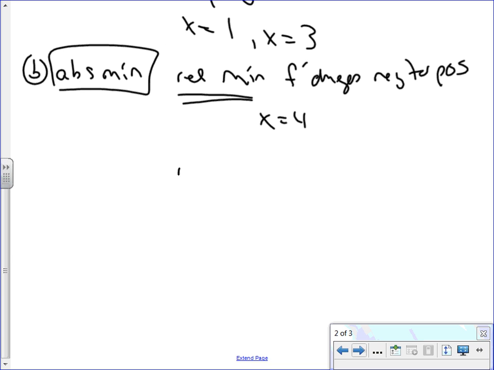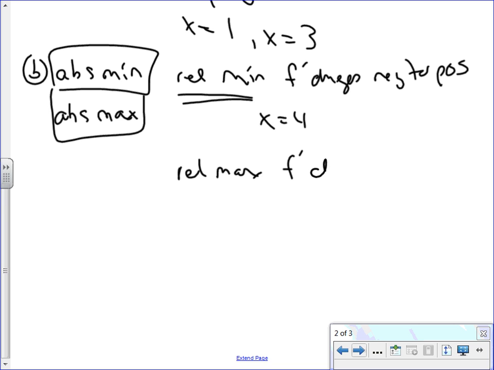Four. Relative max. I'm going to go ahead and find both the relative max. For a relative max, f prime changes from positive to negative. In absolutely no universe does that word actually say "changes," but I'm assuming y'all know what that means. So where does the f prime change from positive to negative? It doesn't. There's no relative max.